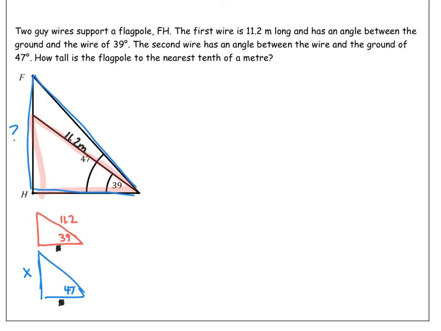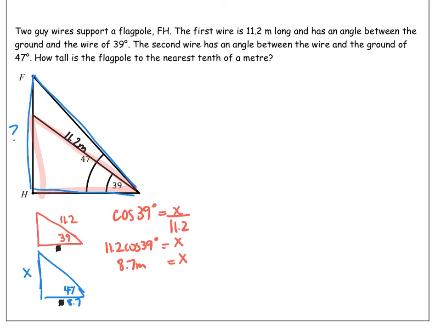So I'm going to calculate that side length there. So that's going to be adjacent and hypotenuse. So that is cos x over 11.2. So when I multiply by 11.2, that tells me that that side is 8.7 meters. So I know that this is 8.7 down here as well.